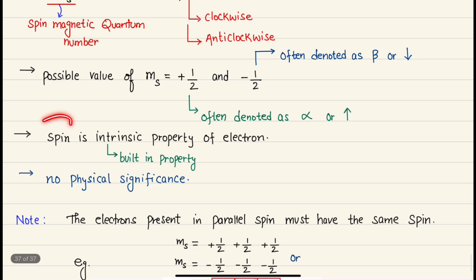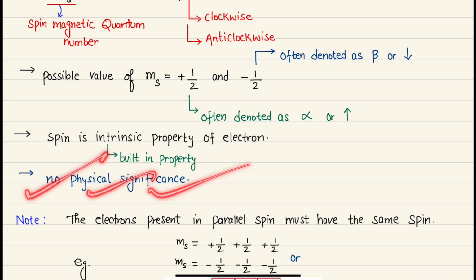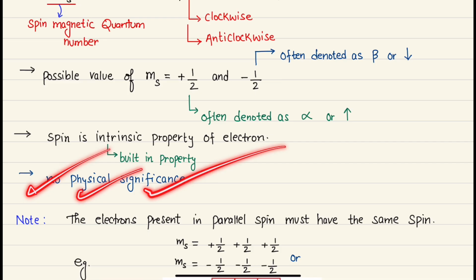And spin is the intrinsic property of the electron. It's like an inherent property of the electron. It is a built-in property of the electron. And the spin quantum number has no physical significance, right?